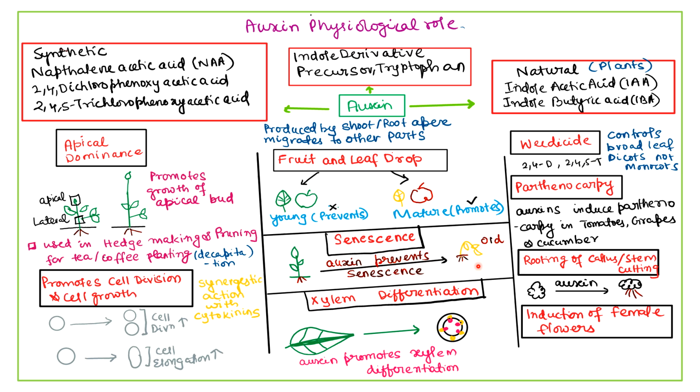Auxin is an example of a feminizing hormone. It induces female flower production. It has been seen that in cucumber, ethylene majorly induces the production of female flowers, but auxin also has a synergistic role in that. Okay, so that's all about auxin.